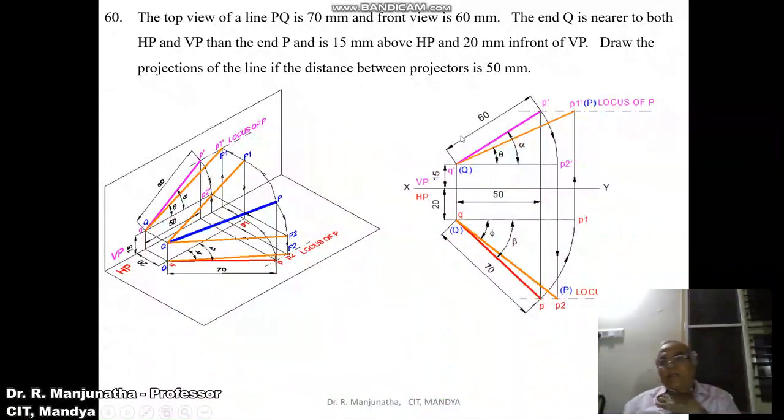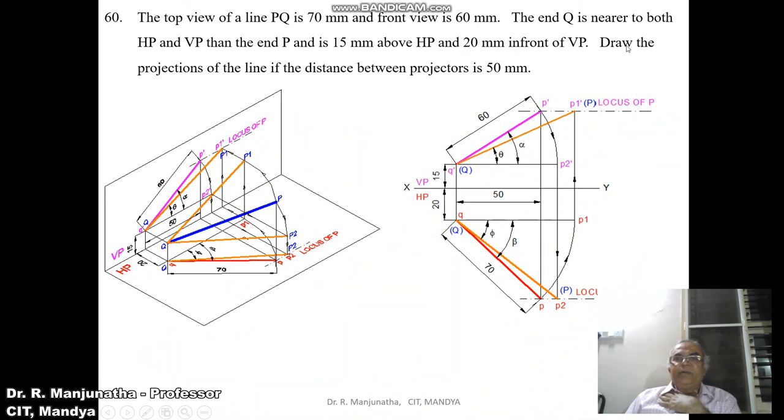The top view of a line PQ is 70 mm and the front view is 60 mm. The end Q is nearer to both HP and VP than the end P, and is 15 mm above HP and 20 mm in front of VP. Draw the projections of the line if the distance between the end projectors is 50 mm.